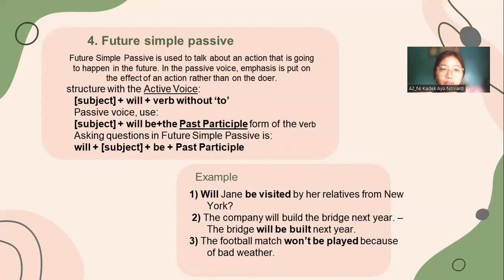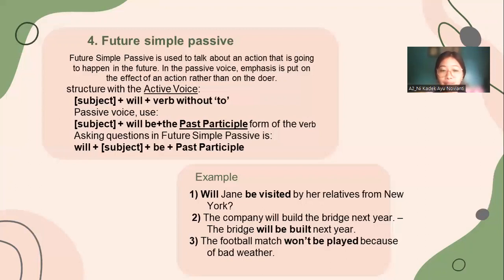A structure with the active voice is subject plus will plus verb without to. In the structure with passive voice, subject plus will be plus the past participle form of the verb. For asking a question in future simple passive, you can use the formula will plus subject plus be plus past participle.